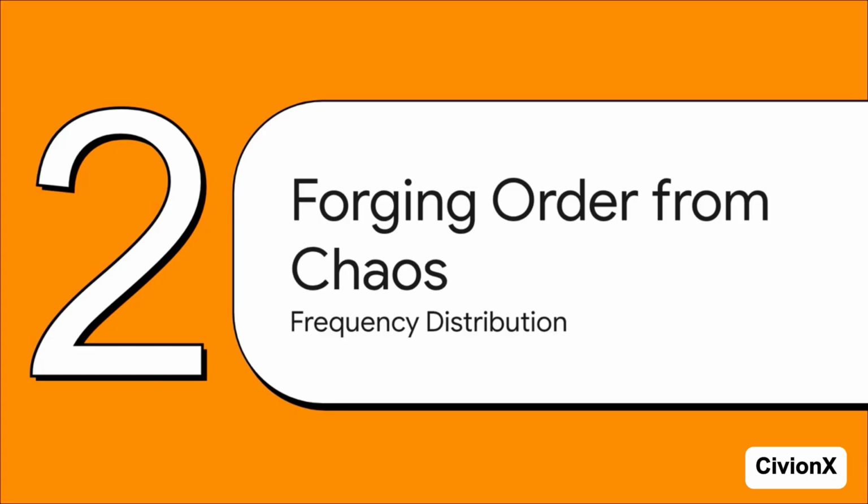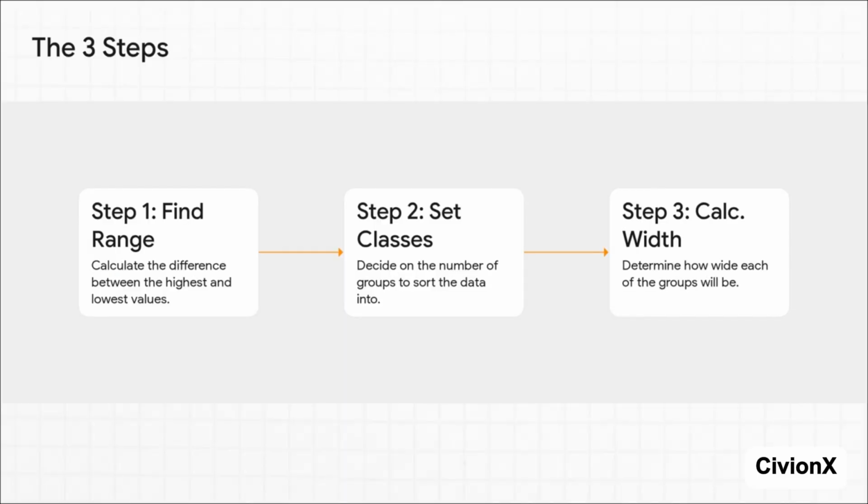So how do we do it? We start by forging a little order out of all that chaos. And our first, most powerful tool for this is something called a grouped frequency distribution. Now, that might sound super complicated, but trust me, it's really just a smart, systematic way of sorting data. It all boils down to 3 pretty logical steps.